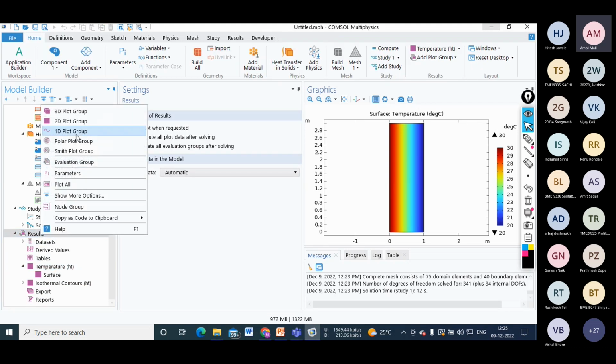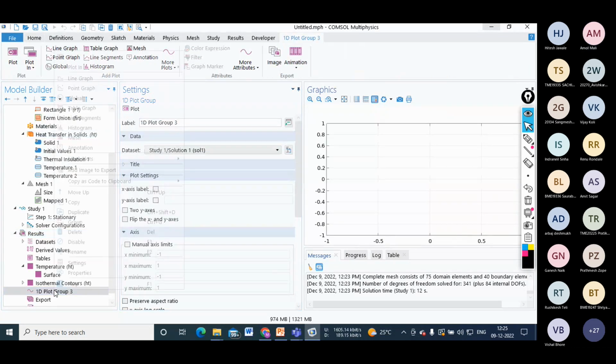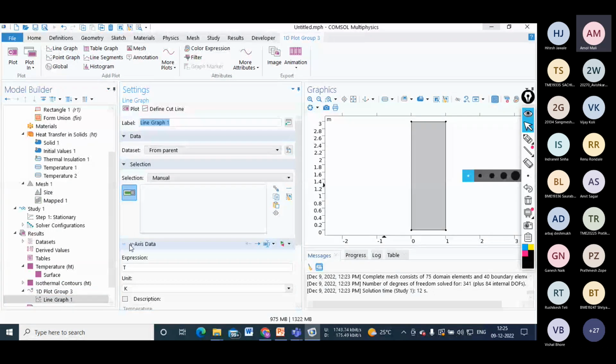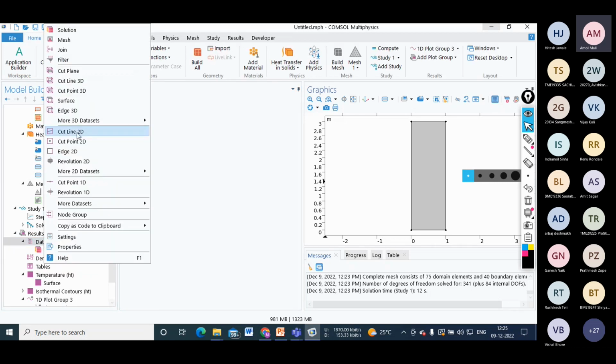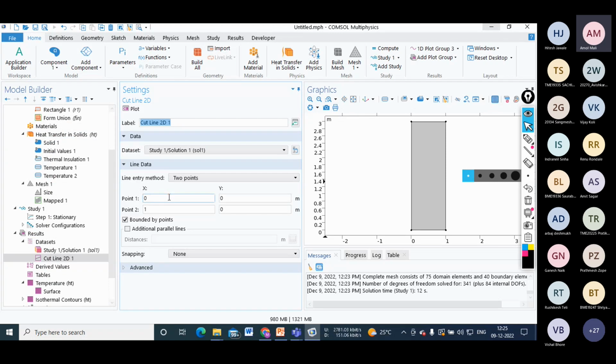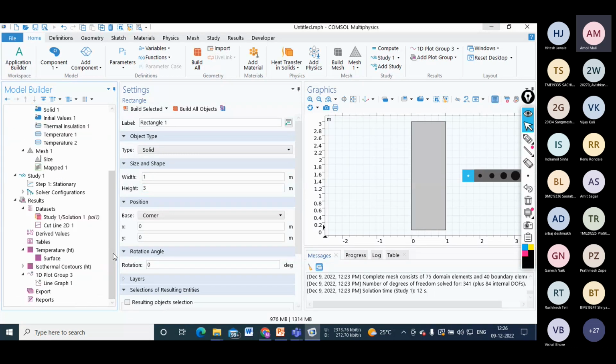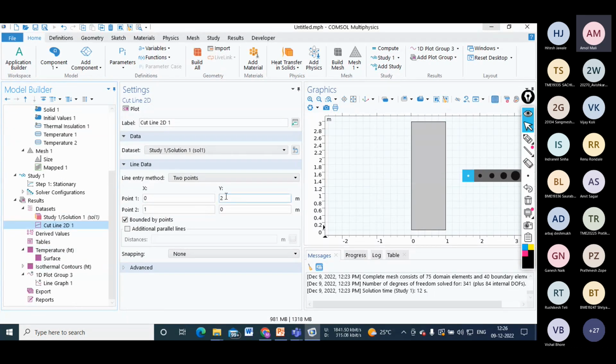For that purpose you need to click on 1D plot, and here you have to provide the data set of 1D cut line, 2D cut line. So 0, 0, y-axis will be the 2. How much height have we provided for this problem? Geometry में जाके देखना पड़ेगा. 3 provide किया है. So I will provide here y as 1.5. X-axis how much? 1. Y will be 1.5. So यहाँ पर line एक draw हो जाएगा.